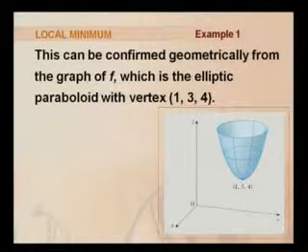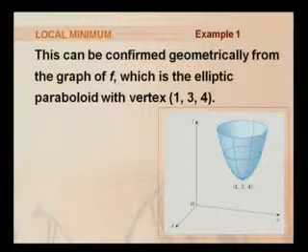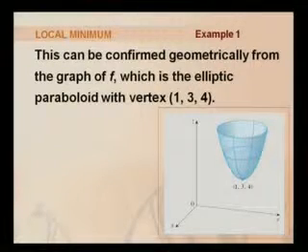We can confirm this thing with this graph geometrically from the graph of f, which is the elliptic paraboloid with the vertex (1, 3, 4), where x is equal to 1, y is equal to 3, and the value of the function is 4, which is at the center point as shown in the figure, where the value of the function is minimum. We can confirm it directly from this graph. So in this way we can find the local minimum value of this function.